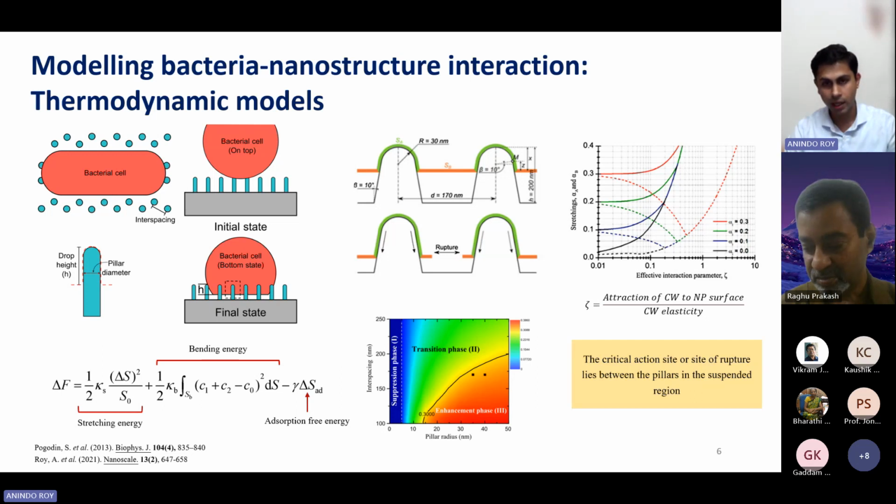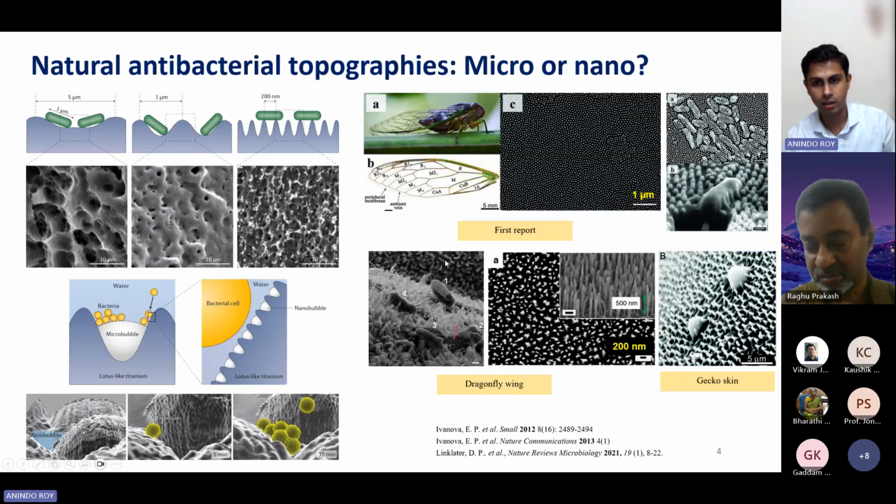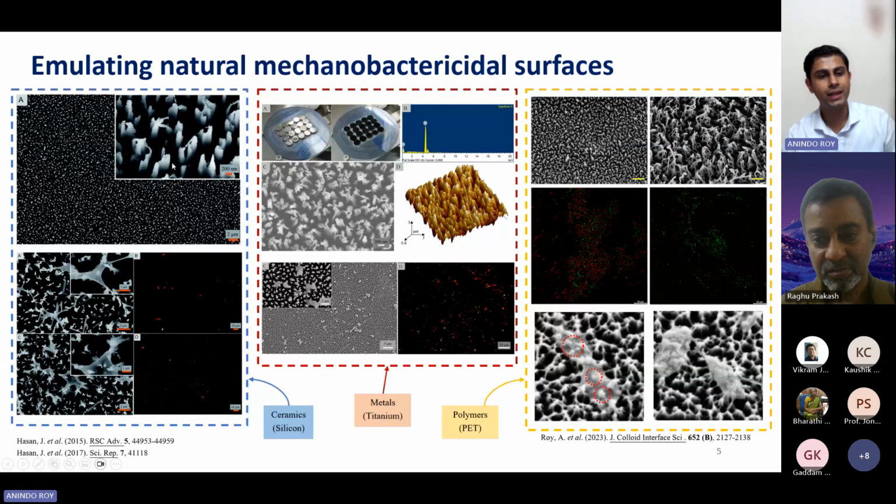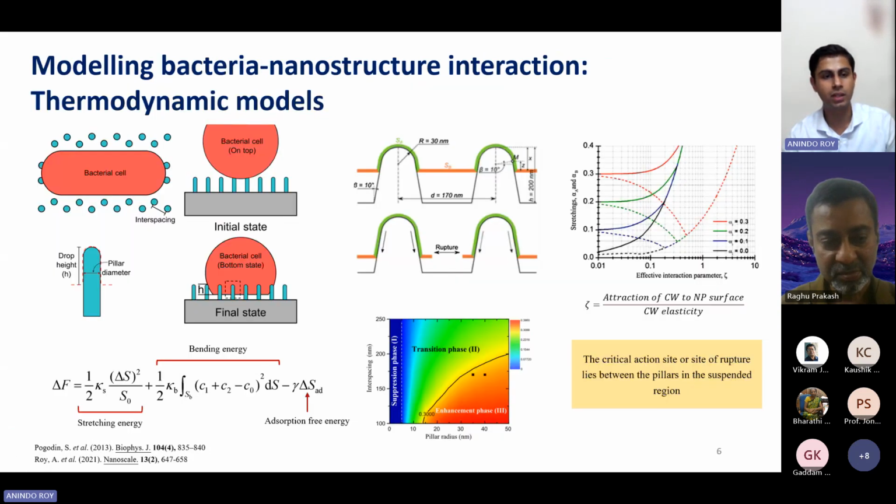But if you look at the naturally occurring structures, for example, on cicada wing or even on the dragonfly wing or gecko skin, or if you are mimicking them on very rigid ceramic substrates, for example, silicon, for all purposes, we can assume the pillars to be rigid.